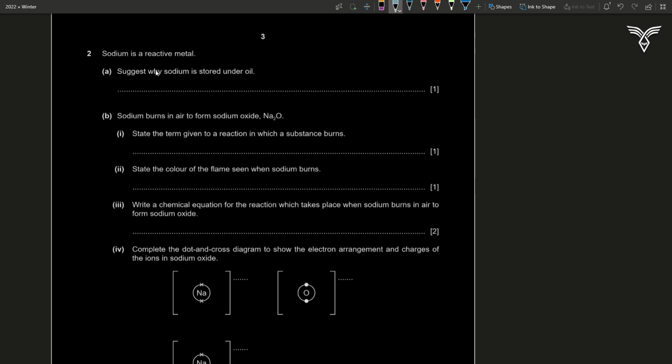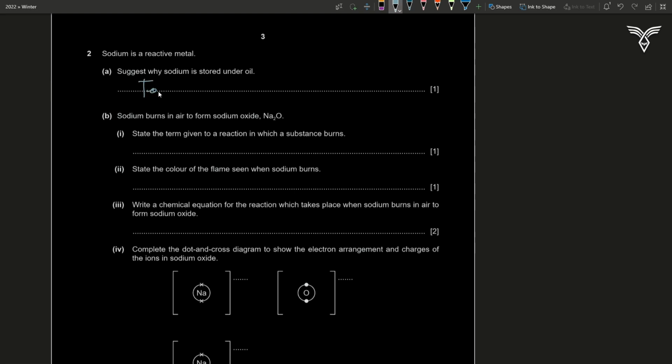طيب. Question 2. Sodium is a reactive metal. Suggest why sodium is stored under oil. طيب احنا عارفين in group number 1 اللي هو الجروب بتاع الالكالي metals كله is stored under oil because they are highly reactive. We store them under oil to prevent them from reacting with air.